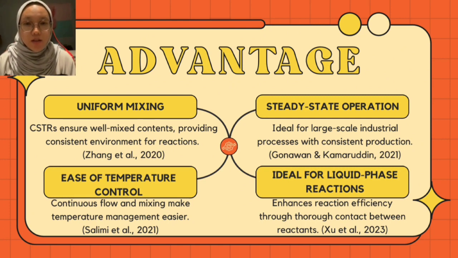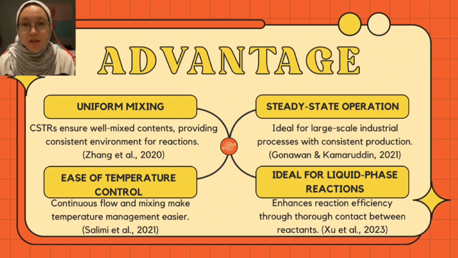The first advantage is uniform mixing. CSTRs ensure that contents are well mixed, providing a consistent environment for reactions. This is crucial for maintaining stable temperatures and concentrations, which leads to better product quality. The second advantage is steady state operation. These reactors operate continuously, making them ideal for large-scale industrial processes where consistent production is needed.